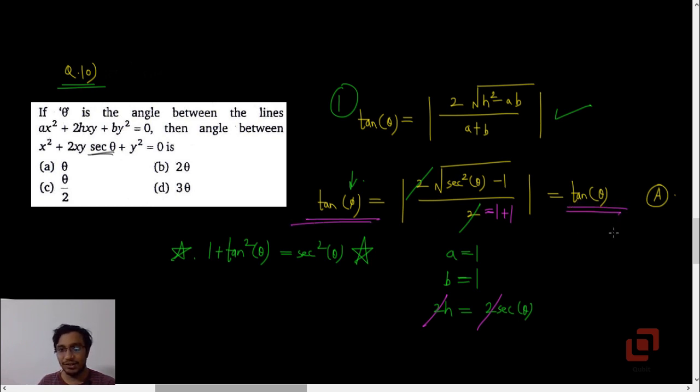Yes, which implies that theta is equal to phi. Correct. So what is the angle between those two lines? Theta itself. That is option A. Now what is this telling you?